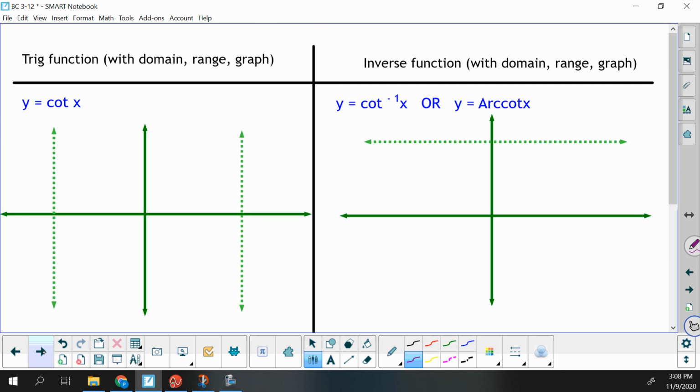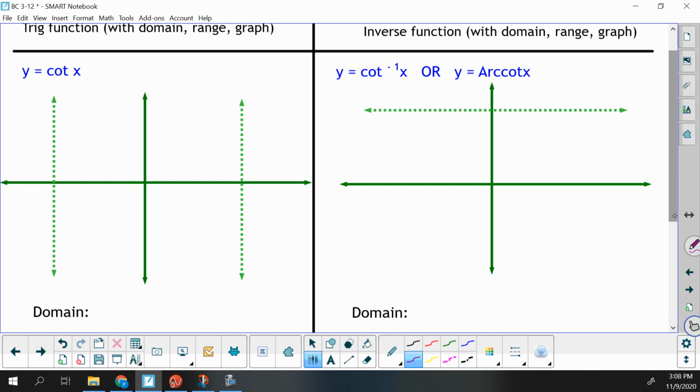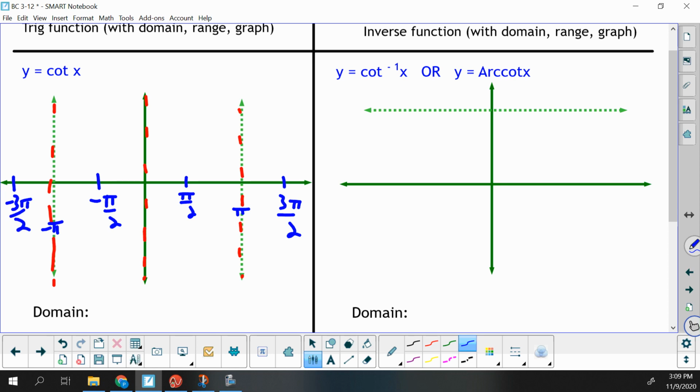All right, cotangent x. Cotangent is cos over sine. So our asymptotes are wherever sine is 0. So this is pi over 2. This would be pi. We'd have 3 pi over 2 and so on. Here's negative pi over 2, negative pi, negative 3 pi over 2, and so on. And at pi over 2, cos is 0, sine is 1. 0 over 1 gives us 0.